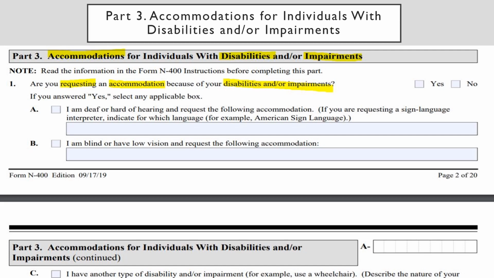Please repeat after me. Accommodations. Disabilities. Impairments. Requesting. Accommodation. Disabilities and/or impairments.